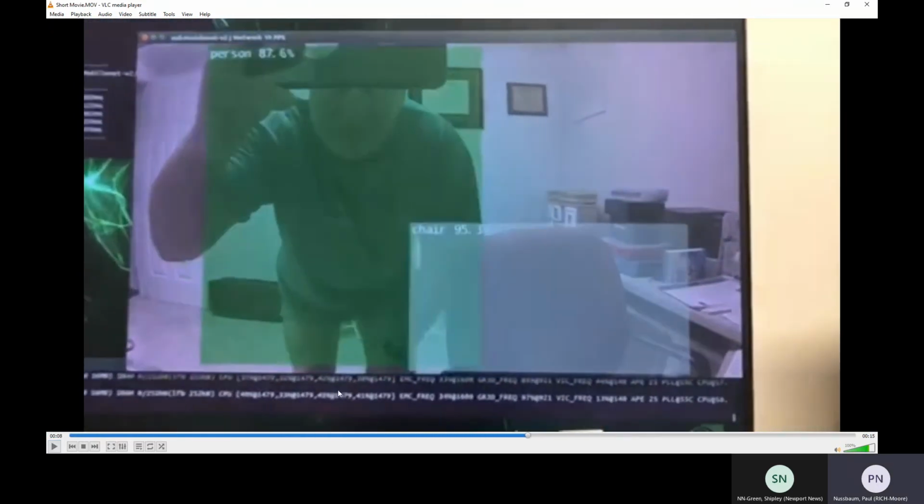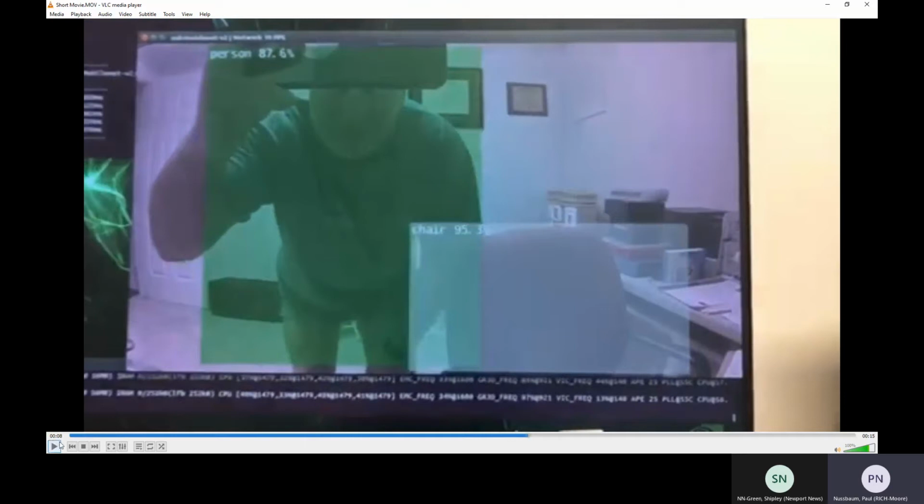So you can see that I'm walking in front of the camera, and it is seeing a rectangle, and I'll pause the video for a moment. It's identified with 87.6% accuracy that there is a person standing here, and this green box roughly is the outline of where the person stops and starts. And it is also identified with 95.3% accuracy that there is a chair here, and these roughly represent the bounding rectangle of where the chair is located in the image.